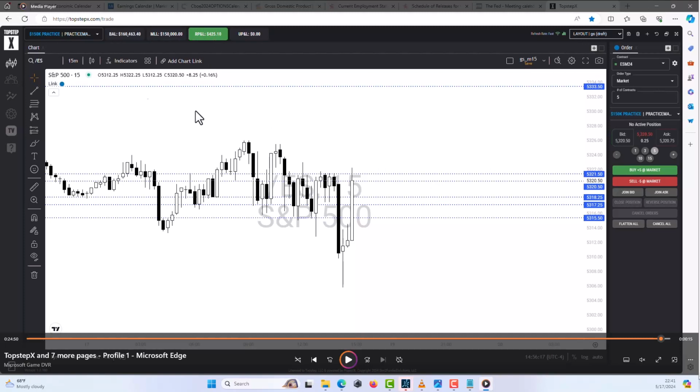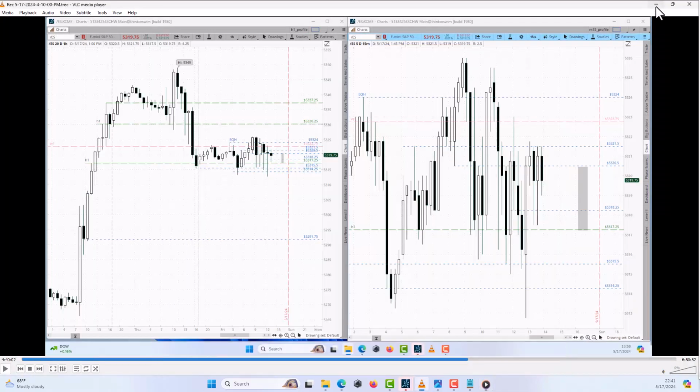By the way, we trade a practice account for now. We have to wait for the next one to get to the real account. So here's the trade before, where we take a big loss around here.